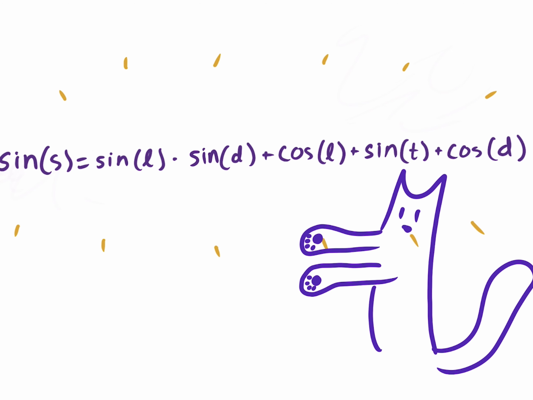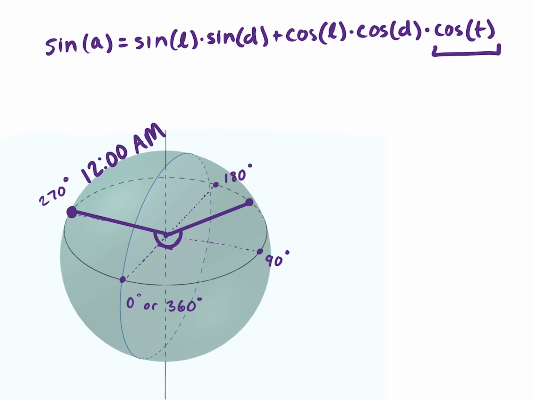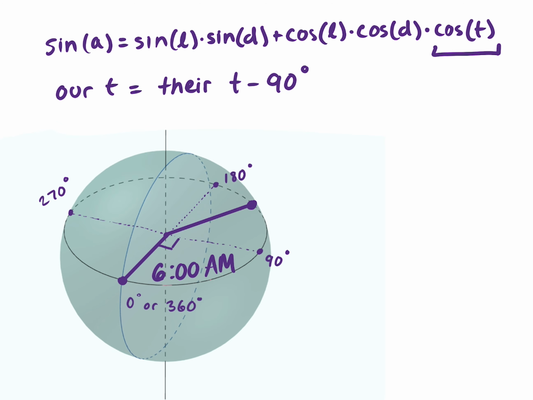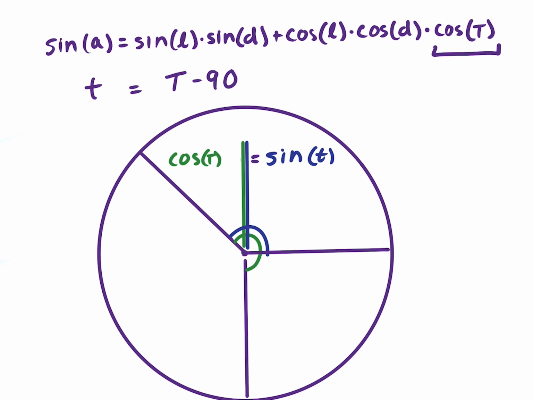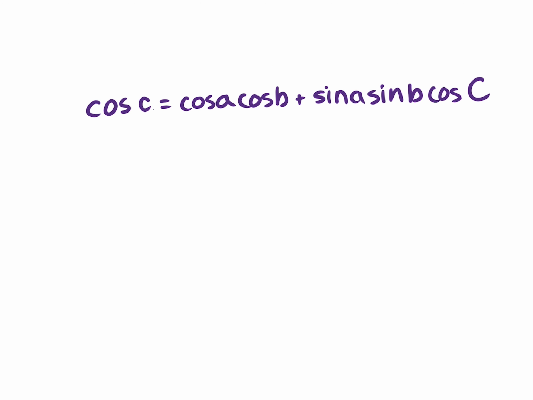First, there is one subtle difference. Their equation uses cosine t instead of sine t, but this isn't a problem because their time angle is from 12 a.m. instead of 6 a.m. So RT is equal to their t minus 90, which means cosine of their t is equal to sine of RT. So the internet derived the sun's elevation using something called the spherical law of cosines.